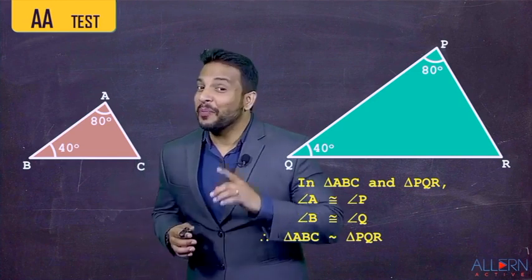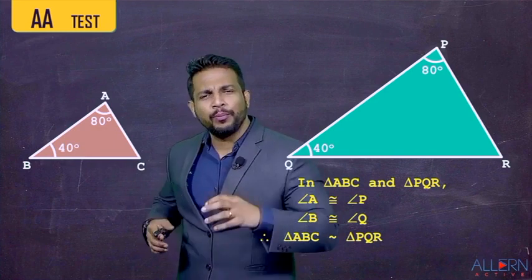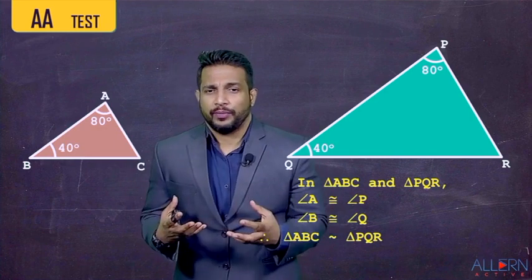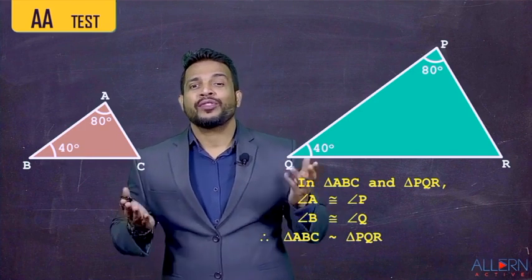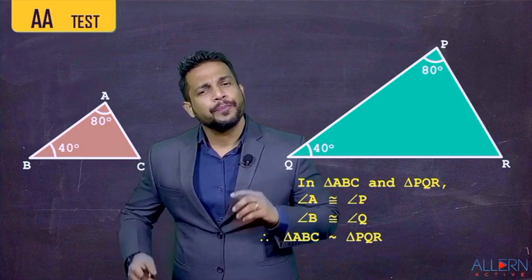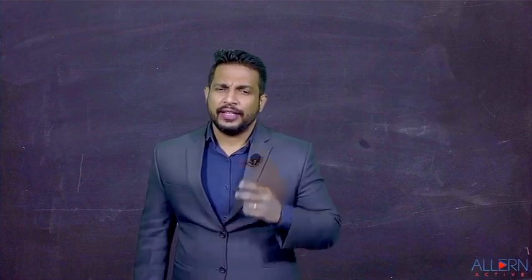Wasn't that easy? The beautiful concept of very important, and most commonly in most of the sums, 90% of the sums, you're going to use AA test of similarity to prove the triangles, right? Let's go for the next test, the second test.